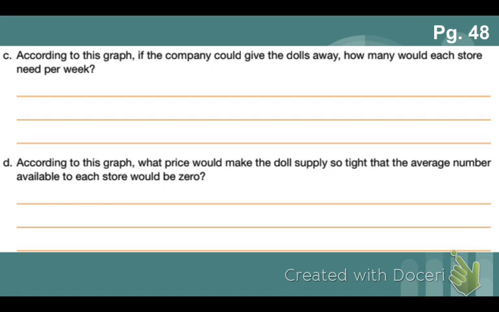Part C says, according to our graph, if the company could give the dolls away, how many would each store need per week? What would it mean if they're giving the dolls away? What's that? Yeah. What would our price be? Our price would be 0. So if the company is giving the dolls away, it means our price is $0.